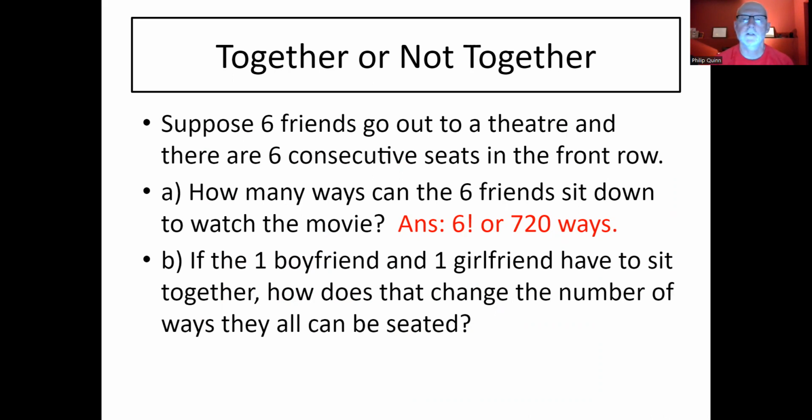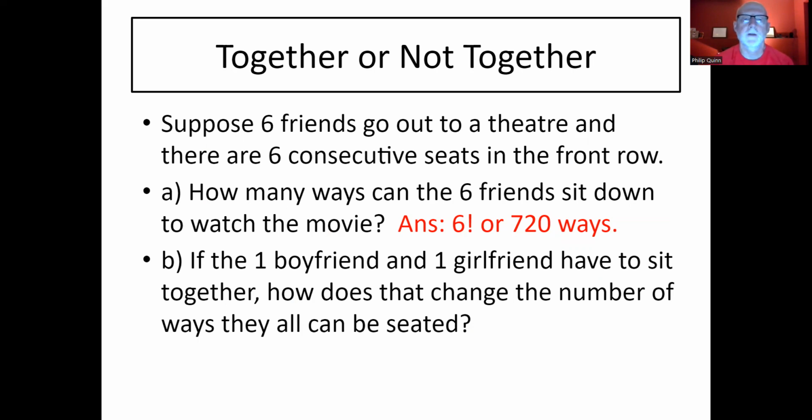Well, assuming there's no restrictions, they just move in, sit down, 6 people, 6 seats, would be 6 factorial. With 6 seats or 6 stages, 6 choices in the first seat, 5 choices in the second, 4 choices in the third, and so on, all the way down to 1. So 6 times 5 times 4 times 3 times 2 times 1, or 6 factorial, 720 ways.